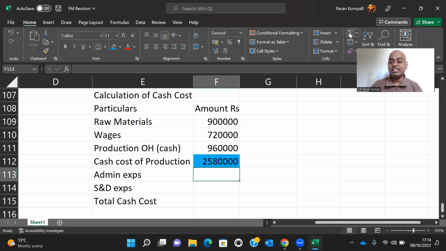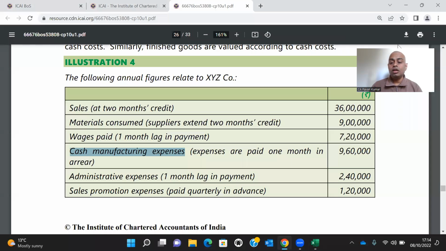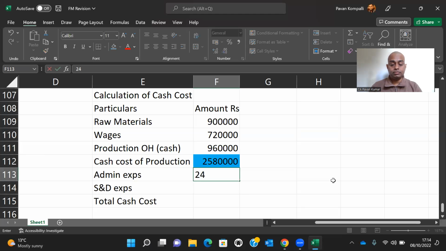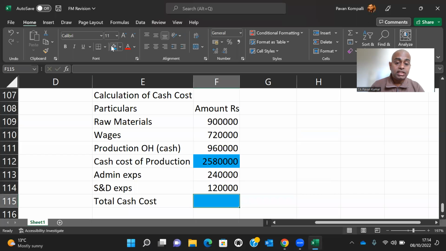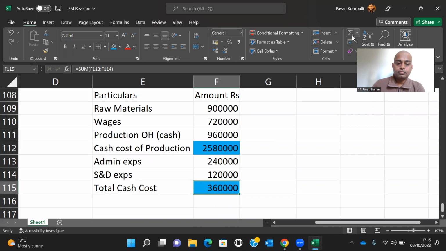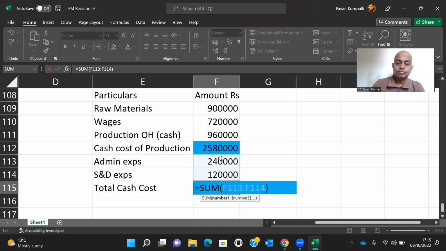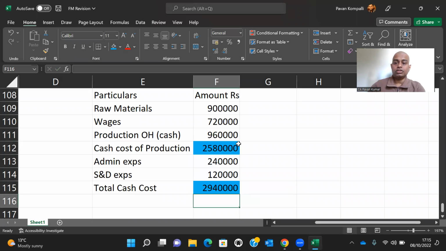Okay. So how much is admin expenses? 240. Sales 120. 2,40,000. 1,20,000. Now tell me how much this is. Correct. Super. 29,40,000. Correct.